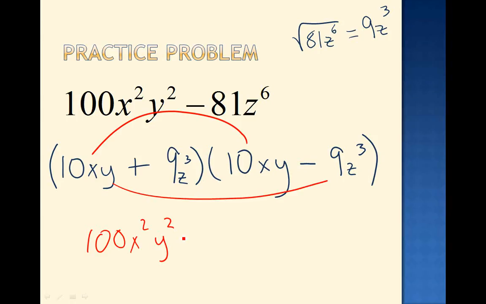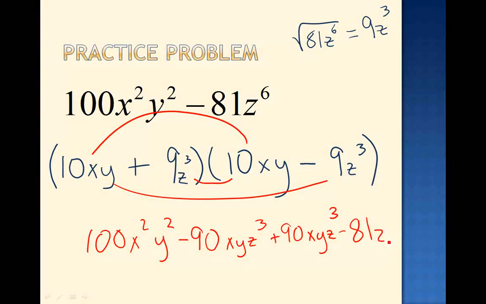Wow, this is going to get complicated, huh? But we'll still do it. Minus 90, xyz cubed. And then plus 90, xyz cubed. We knew that should happen because we're doing differences of two squares. And then finally minus 81, z to the 6th. Cancel the middle terms, and you can see that it works out.